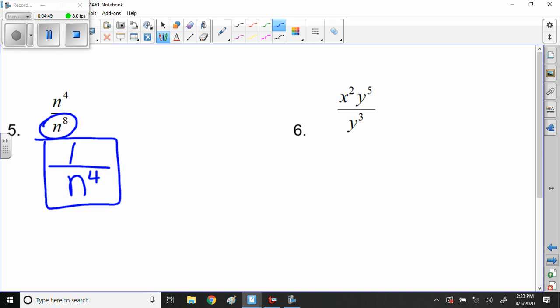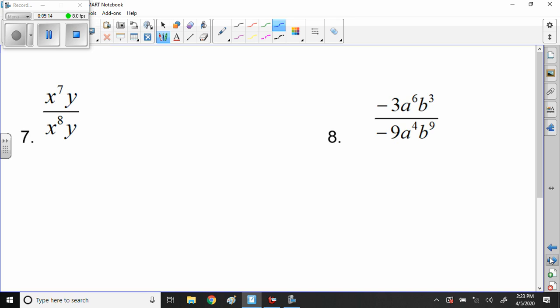Okay, so then on number 6, I'm starting to have x's and y's. Since there's only one type of x, I'm going to leave the x squared where it is. The larger y is in the numerator, so the y is going to go in the numerator, and 5 minus 3 is 2. So you could put a 1 below this, or technically we can drop it and just say x squared, y squared.